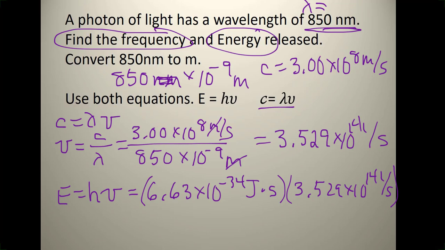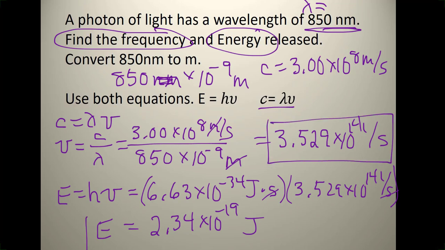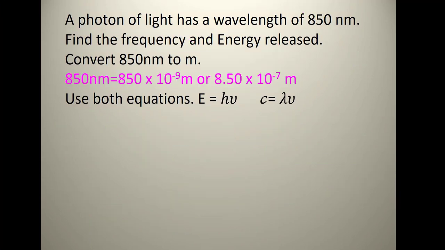So you can see that my seconds is going to cancel, and I'm going to be left with joules. Let's go ahead and put that into our equation. And I get for my joules 2.34 times 10 to the negative 19th joules. So this is my energy. I found my frequency first, and then with that I was able to plug it into the next equation to find my energy. So it's just one photon has this tiny amount of light.